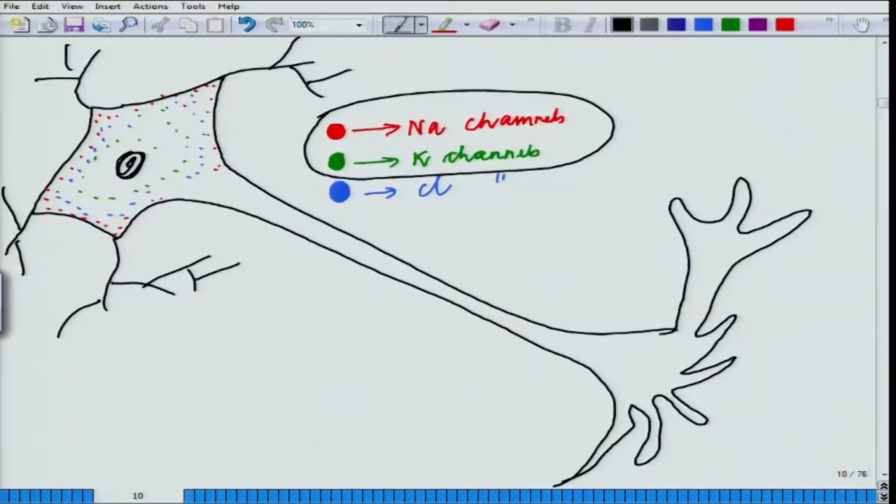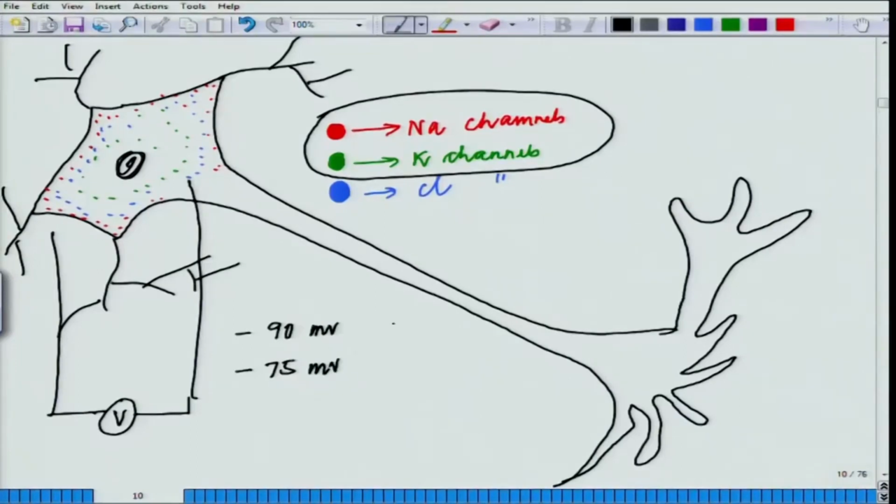If you put an electrode inside the cell and another electrode outside the cell and try to measure the voltage across it, at a given point in time you will see a neuron stands at a membrane potential with respect to the outside. The membrane potential is approximately minus 90 millivolt or maybe minus 75 millivolt. So, the inside of the cell is negative with respect to the outside.